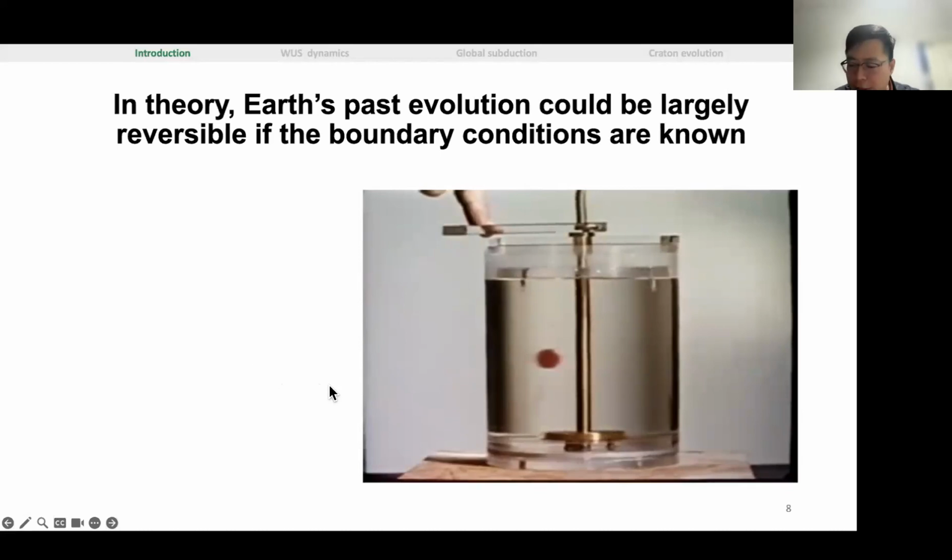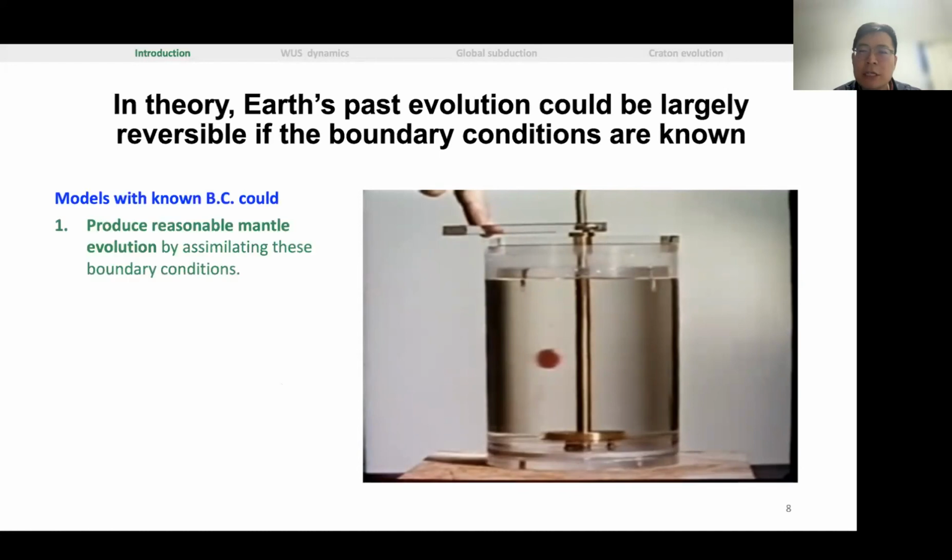Okay, and that's what we call kinematic reversibility. So for this sticky fluid, like the Earth's mantle, it's quite reversible. It's very different from the atmosphere or the ocean. It's really a very low Reynolds number fluid. So in other words, with a known boundary condition, we actually can fairly reasonably reproduce the evolution of the interior of the Earth.